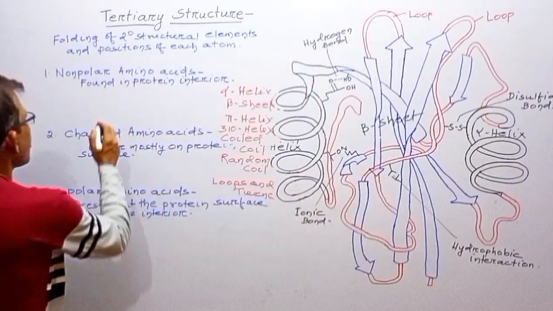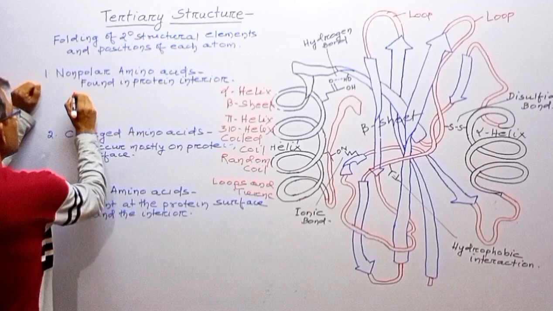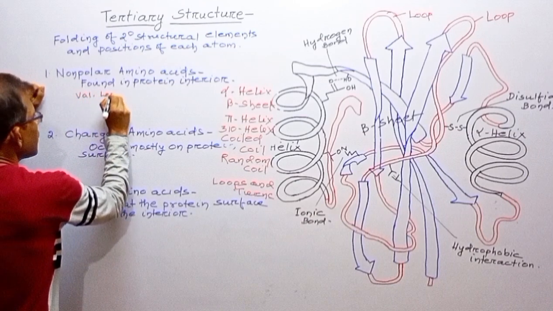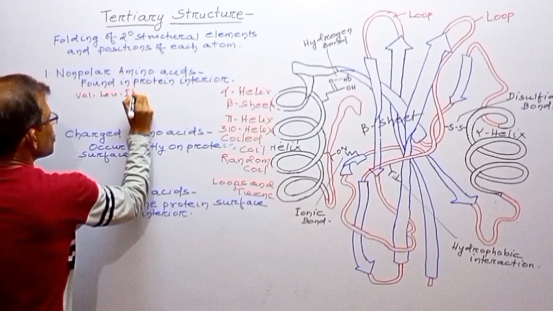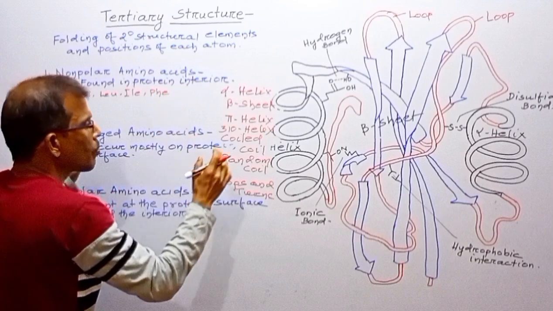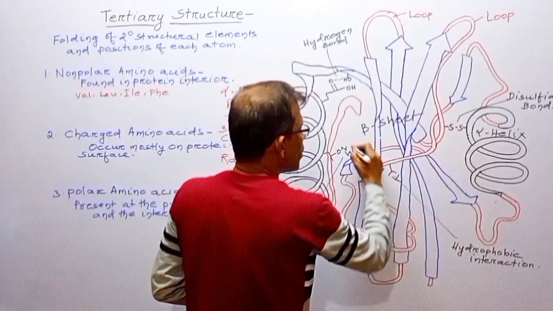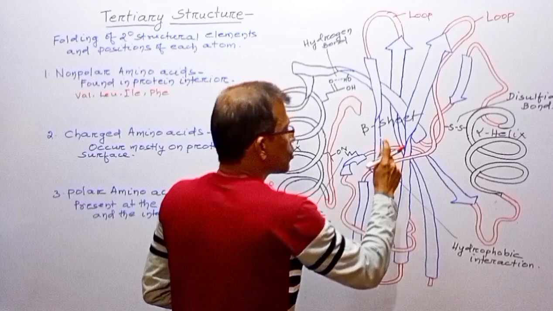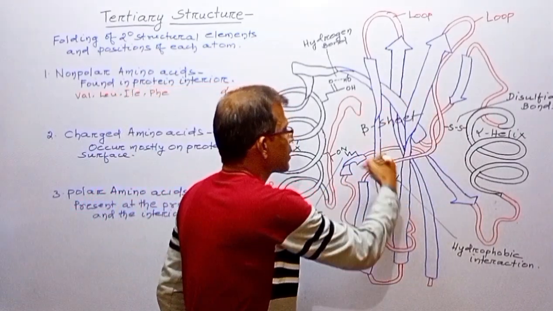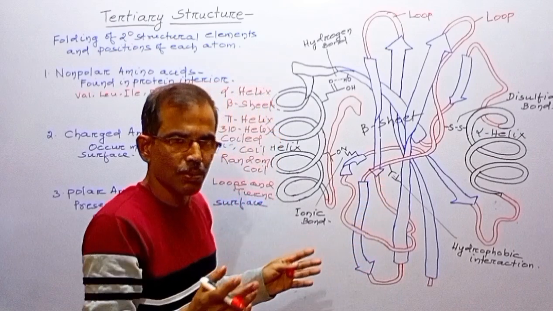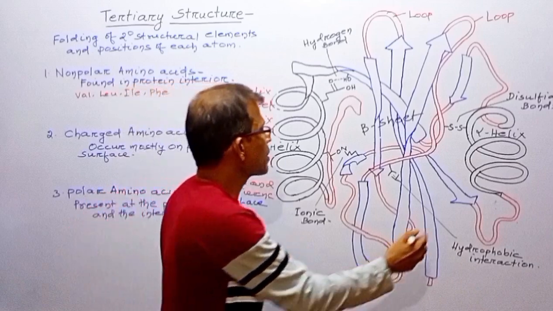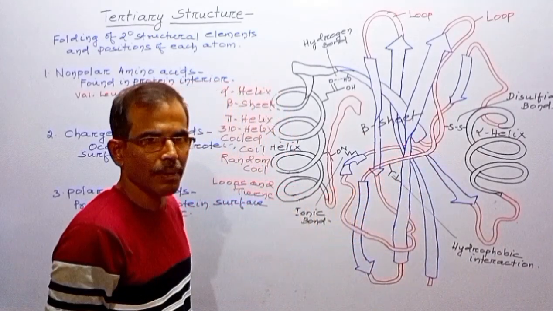Number 1. Non-polar amino acids such as valine, leucine, isoleucine and phenylalanine occur mostly in the protein interior where they are out of contact with the aqueous solvent. The hydrophobic interaction that promotes this distribution is largely responsible for the three-dimensional structure of the native protein.